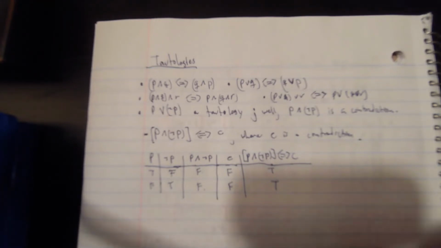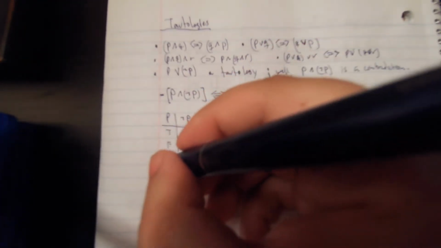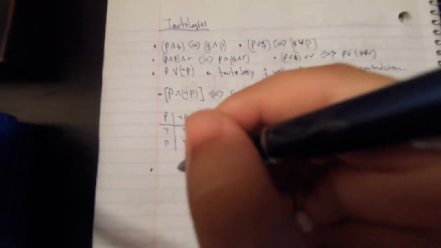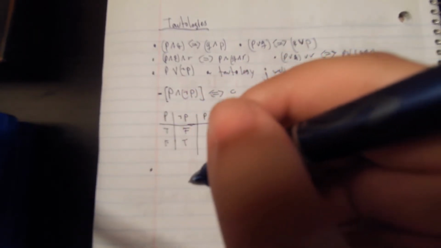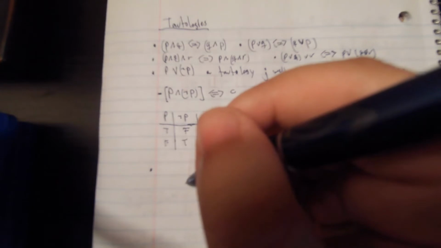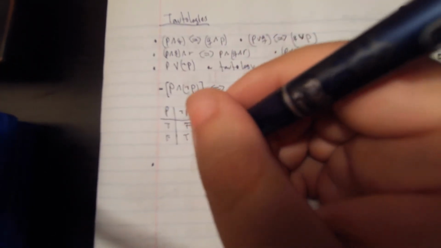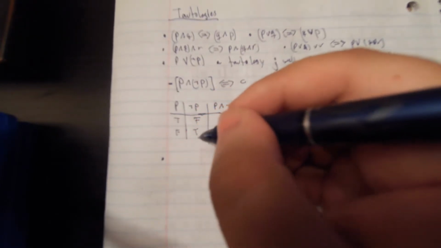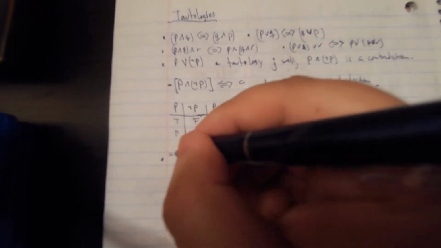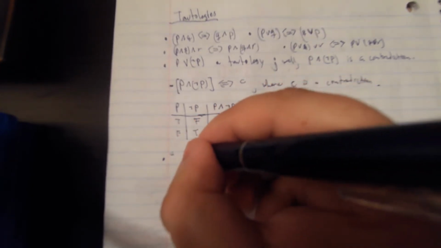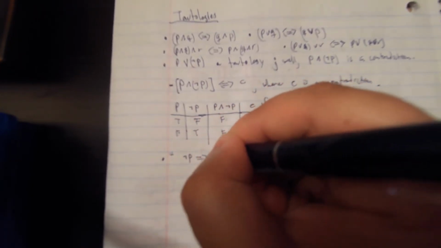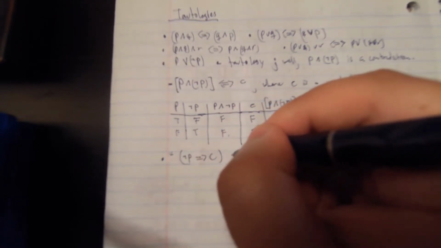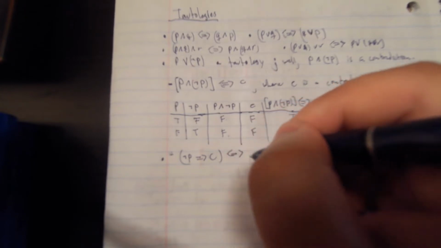This one looks kind of interesting, so I'll show you this tautology, only because I'm bringing up this letter C. Suppose that you have the statement, I'm going to put it in quotation marks: if not P implies a contradiction, if and only if the statement P.